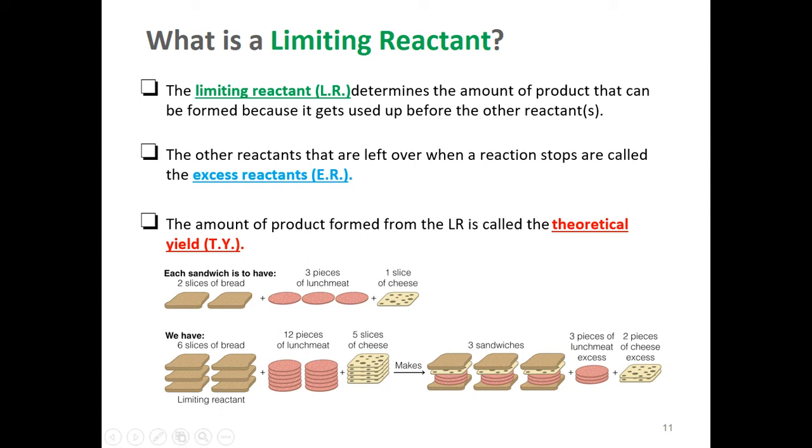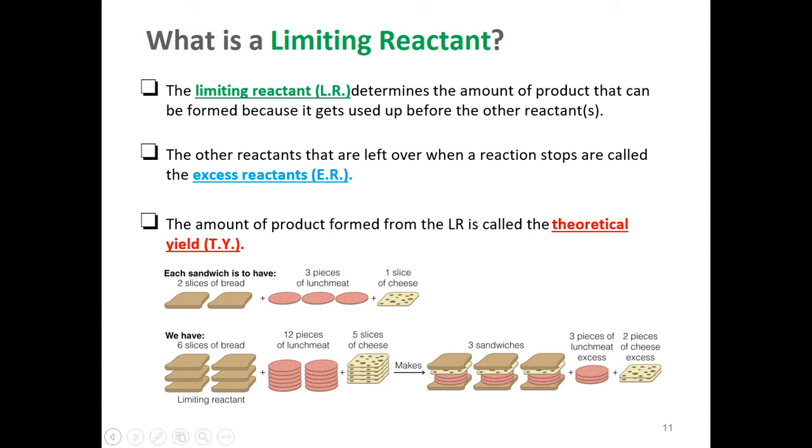So, the limiting reactant is the reactant in a chemical reaction that determines the amount of product that can actually be made. It's also the reactant that gets completely used up. That means there will be none of it left at the end of the chemical reaction.